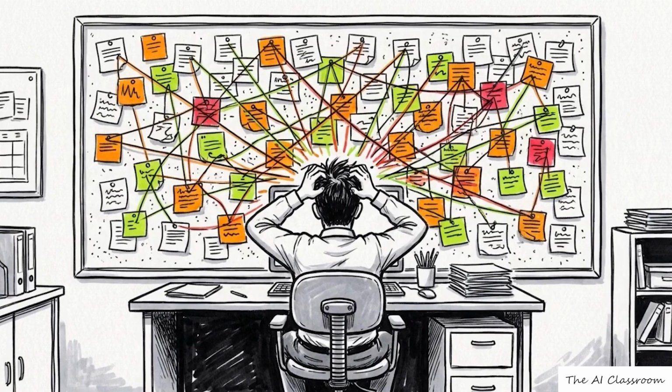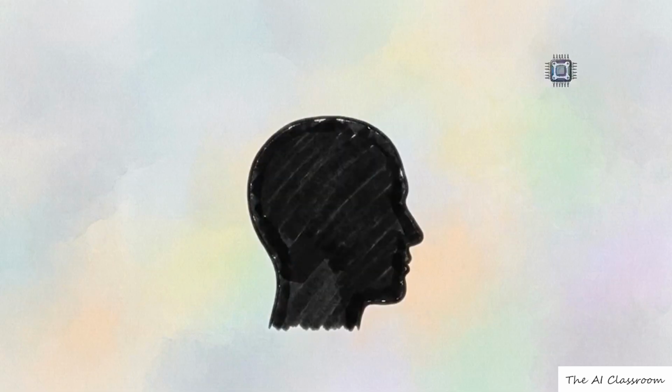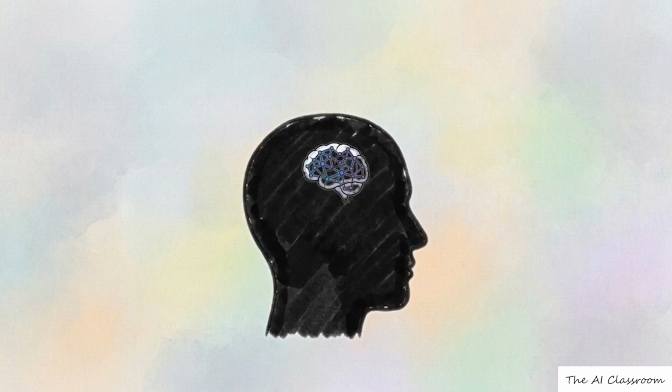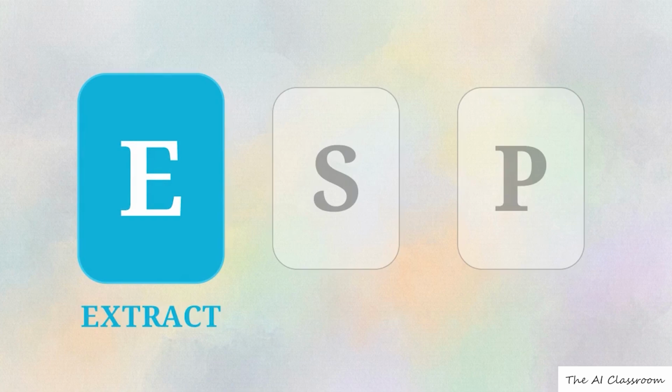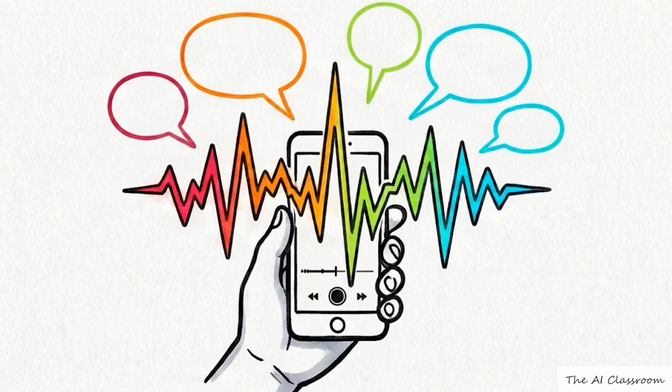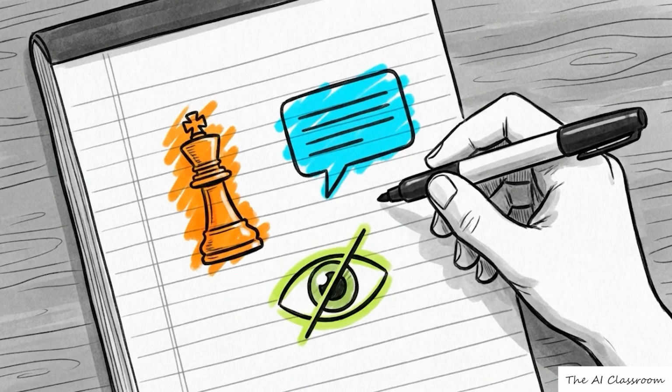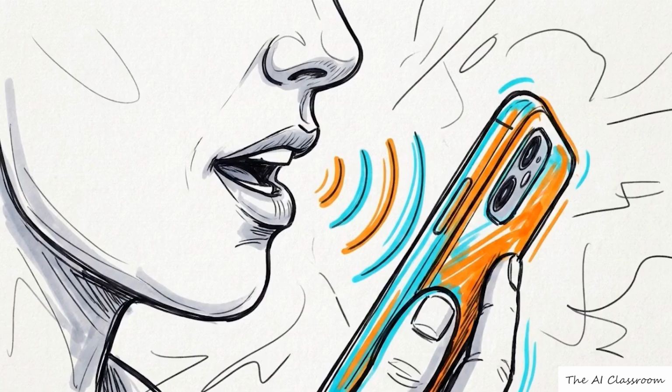Usually, you have to explain your background and goals over and over. This upgrade gives the AI a persistent memory of your specific professional context. We use the ESP Framework. E stands for extract. Open voice mode on the mobile app and tell the AI to interview you. Spend 20 minutes talking about your strategy, your tone, and your frequent blind spots. Don't self-edit, just capture the raw data of how you work.